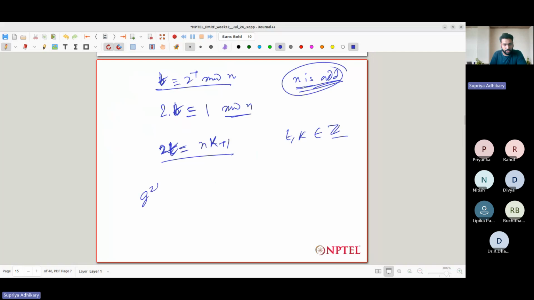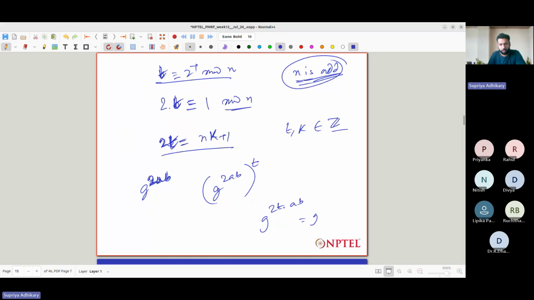So if g to the 2ab is given, twice ab is given, what we will do is just take the power to t. So basically we will be computing this g to the 2ab to the power t, and that will give us g to the twice of t multiplied by ab. Now twice of t is basically nk plus 1, so that should be nk plus 1 multiplied by ab. And if we compute this further, then we will see that this is nothing but g to the ab.